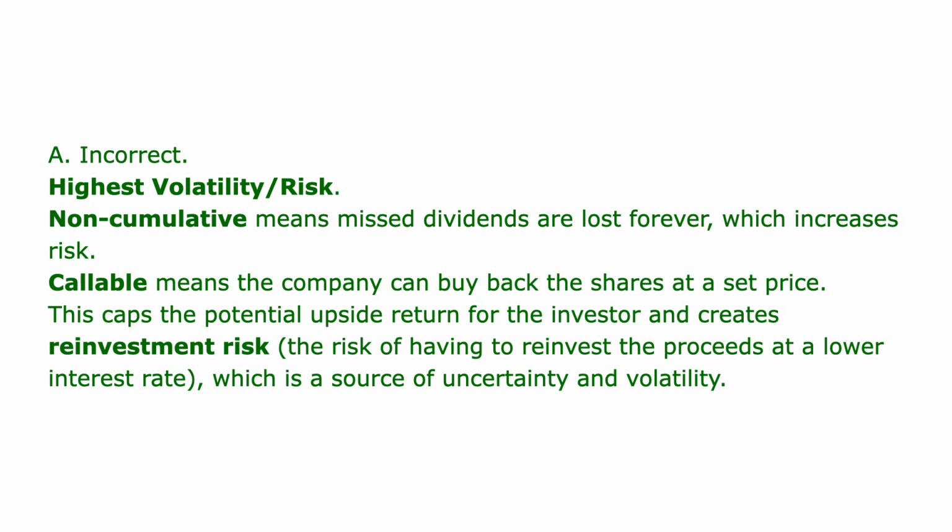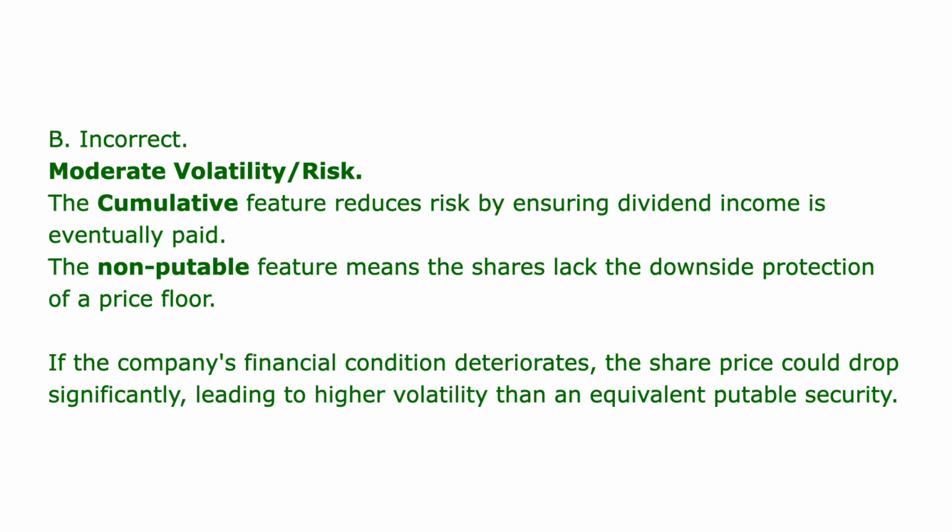A. Incorrect. Non-cumulative and callable features increase risk and volatility for investors. B. Incorrect. Cumulative feature reduces risk, but non-putable feature increases volatility.